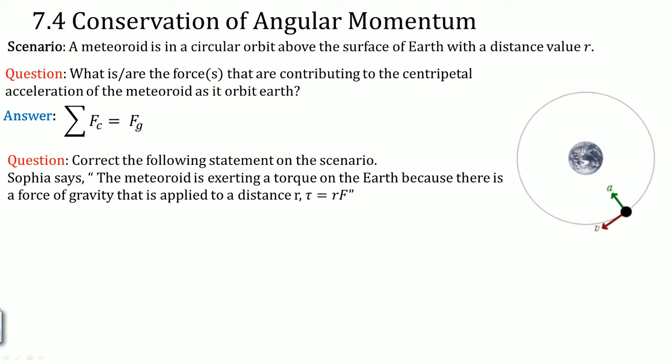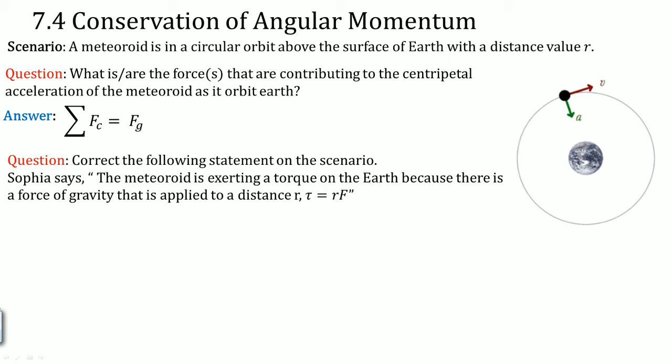Now, in the next question, I want you to correct the following statement. Sophia said the meteoroid here is actually exerting a torque on the Earth because there is a force of gravity that is applied at a distance r. Torque is equal to r times F, which is radius times the force.